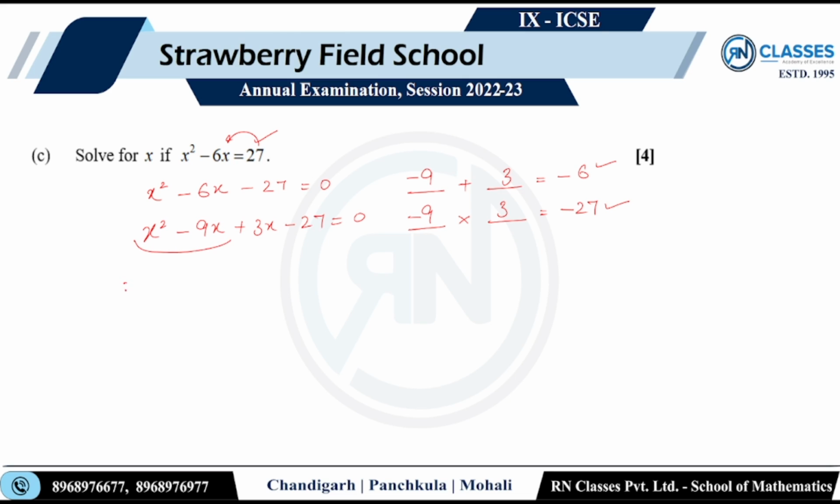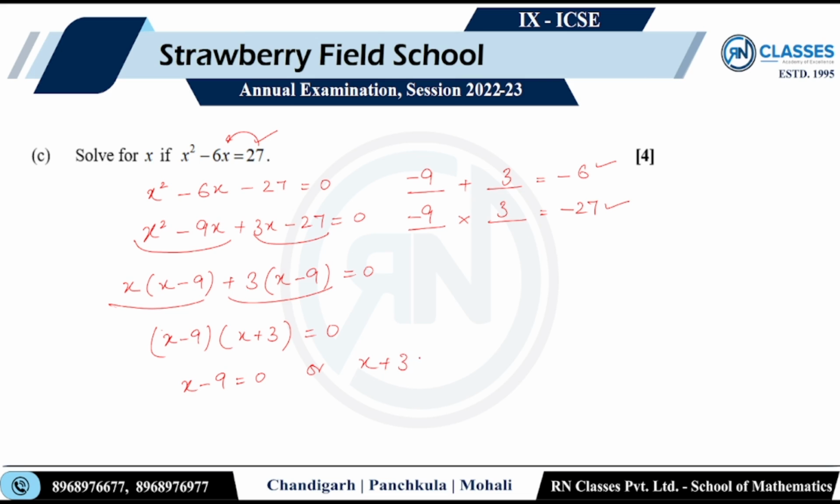इन दोनों में से कॉमन x. क्या बना मेरे पास? x minus 9. इन दोनों में से कॉमन 3. क्या बचा मेरे पास? x minus 9 which becomes 0. अब ये दो टर्म्स रह गई मेरे पास. x minus 9 कॉमन. यहां पे क्या बचा मेरे पास? x plus 3 which is equal to 0. x minus 9 is 0 or x plus 3 is 0.